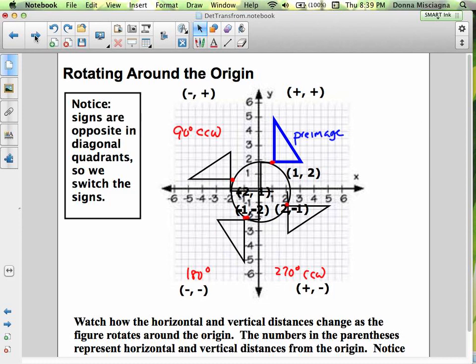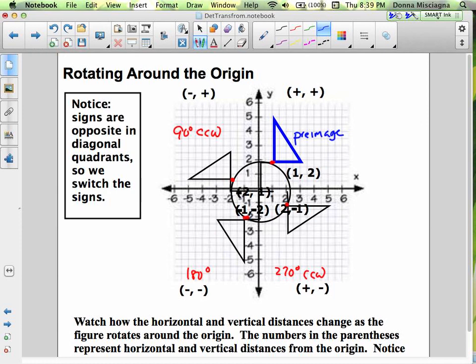So here we are rotating around the origin. The blue triangle there is the pre-image. I chose 1 point, and that was the point (1, 2). And what happens as our triangle rotates around? Notice it's going around in a circle. And as it's going around this circle here, our horizontal and vertical distances are changing. Here, I've just picked on that one little point.